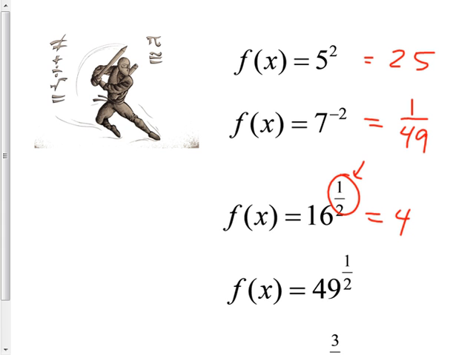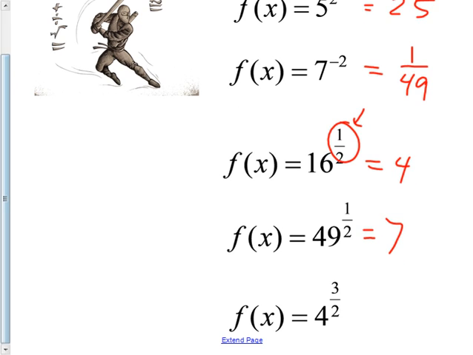All right, I wouldn't be writing the f of x over and over and over again if I were you, but I'd be writing these little examples here. 49 to the 1/2 then. If you understood the last one, you should get this one. 7. Just means square root of. All right, here's a little trickier one.